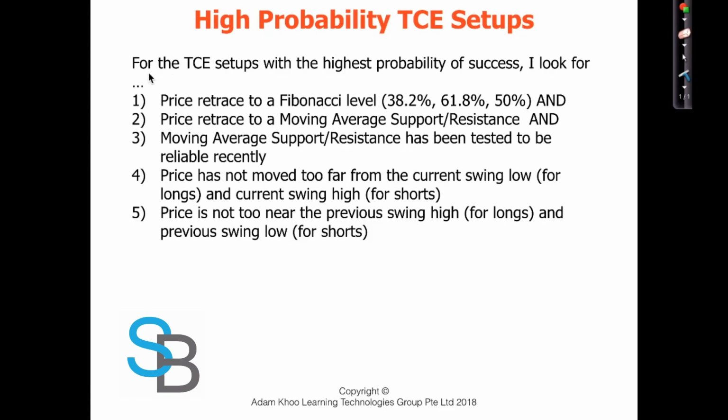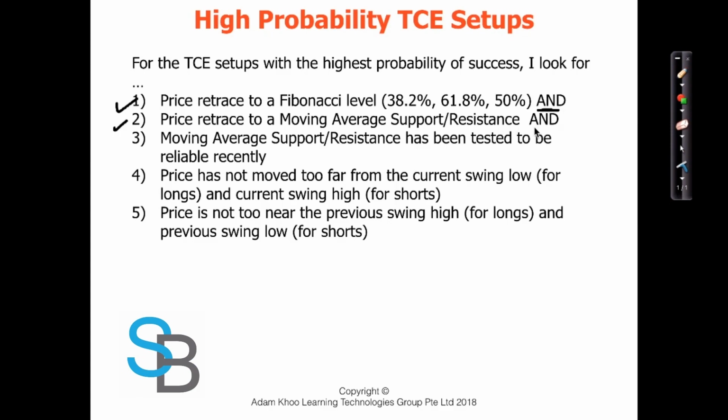So to summarize, for the TC setups with the highest probability of success, I look for the following things. Number one, I like to ideally ensure that the price is retracing to one of the Fibonacci levels. Again, 38.2%, 61.8%, or 50%. And at the same time, the price is also retracing to a moving average. For a long trade, you want it to retrace to a moving average support level. It could be the 6 moving average, the 18 moving average, or the 50 moving average.